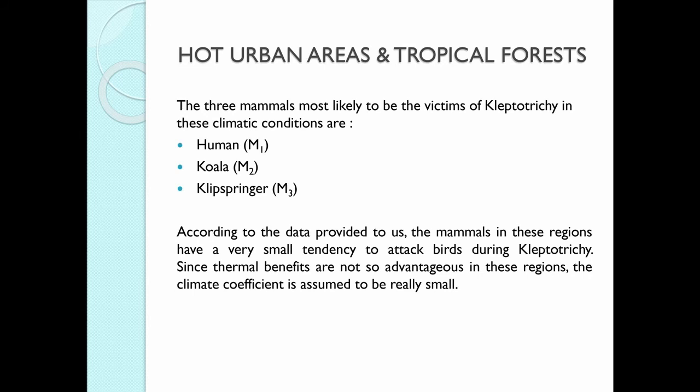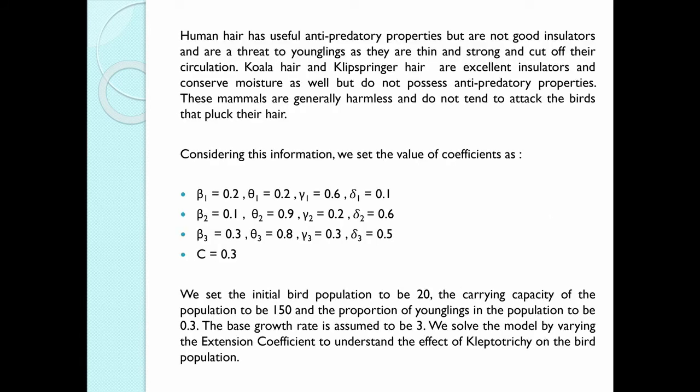According to the data provided to us, the mammals in these regions have a very small tendency to attack birds during kleptotrichia. Since thermal benefits are not so advantageous in these regions, the climate coefficient is assumed to be really small. Human hair has useful anti-predatory properties but is not a good insulator and is a threat to younglings as it is thin and strong and cuts off their circulation.